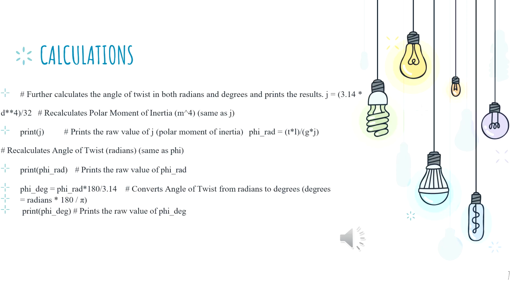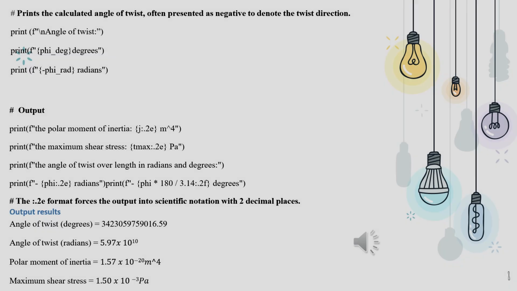Here we have the calculations where we further calculate the angle of twist in both radians and degrees and print the results. 1. We recalculate the polar moment of inertia, in meters to the 4th power, which will be the same as J. 2. Print the raw value of J, the polar moment of inertia. 3. We calculate the angle of twist in radians. 4. Print the raw value of phi underscore rad. 5. Convert the angle of twist from radians to degrees. 6. Print the raw value of phi underscore deg.